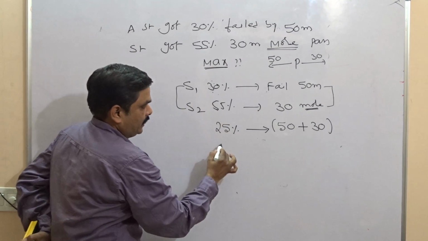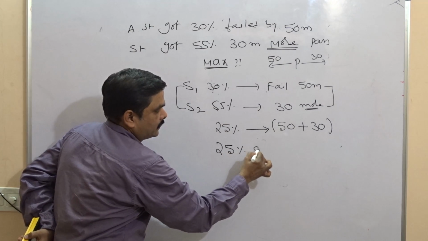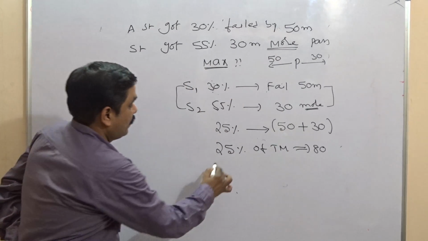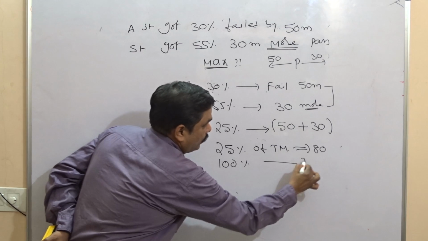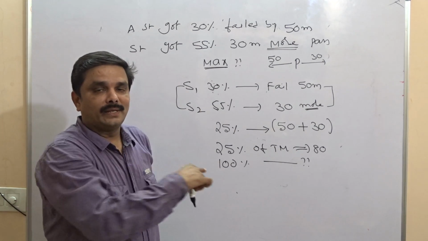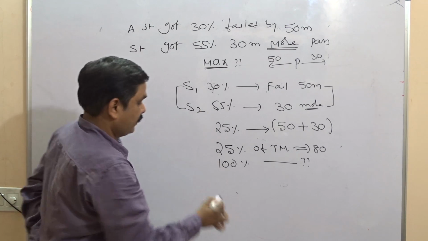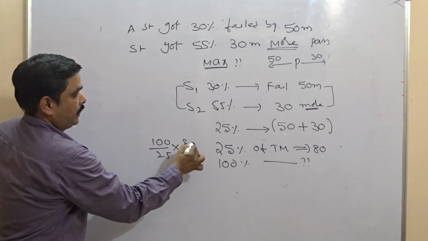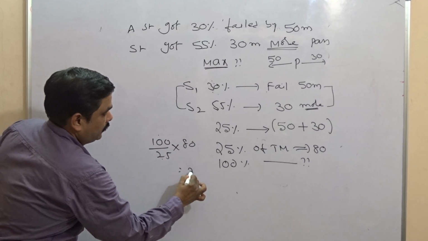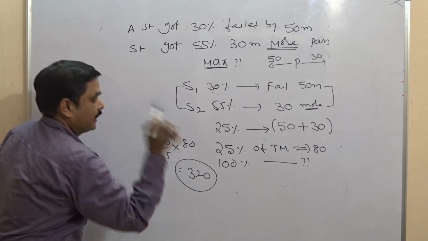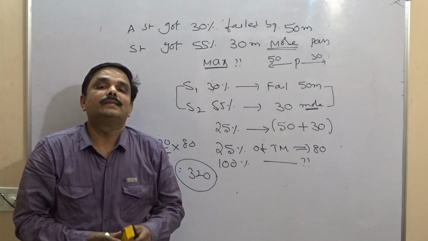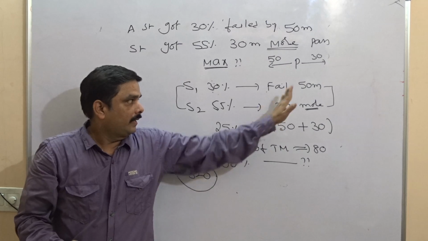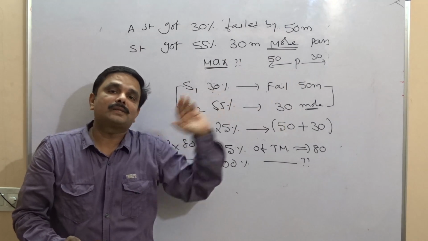Now, my direct unitary equation is 25% of total marks is equal to 80. Then 100% is equal to how much? Now, you must have realized the use of this method. My answer is 100 by 25 into 80. Now, this is 4, so 320 is the answer. This is the best out of the best ways to go for questions like less than pass mark and more than pass mark.